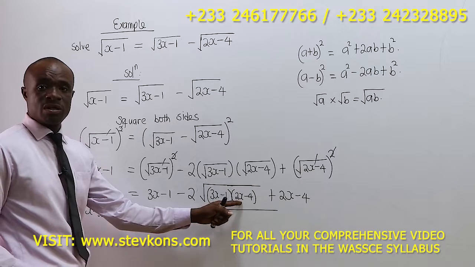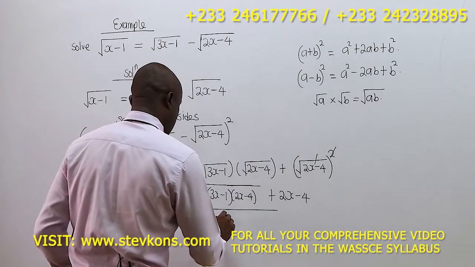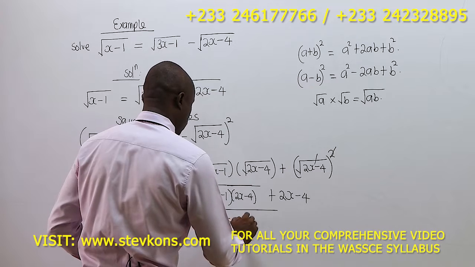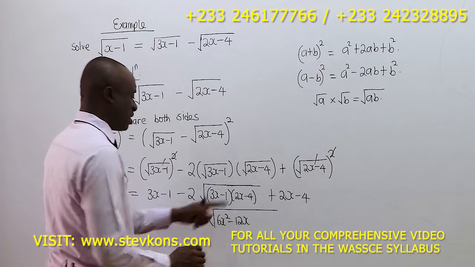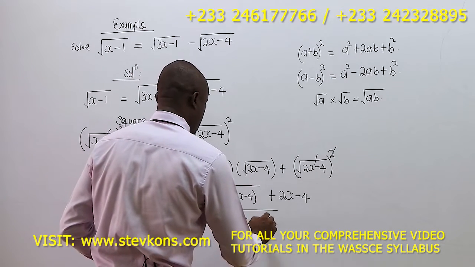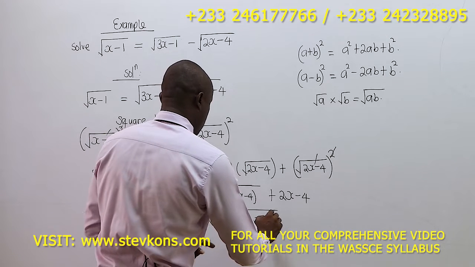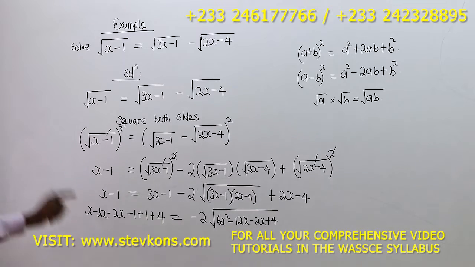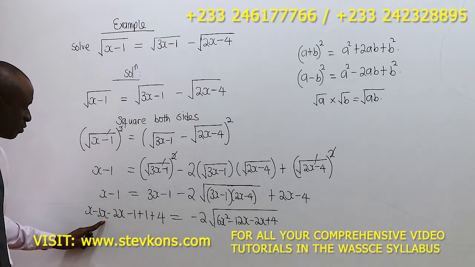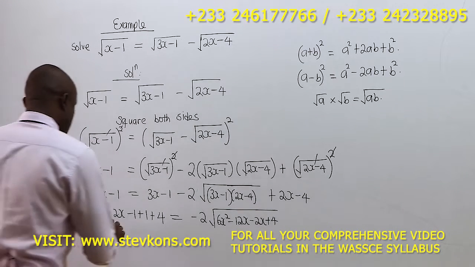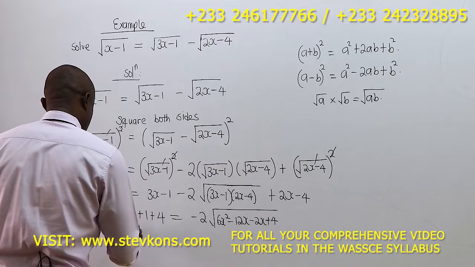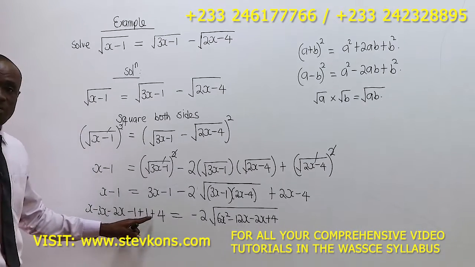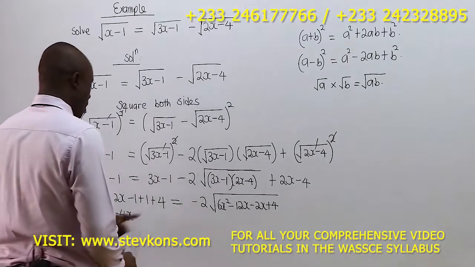See, 3x times 2x is giving us 6x squared. 3x times 4, we have negative 12x. Negative 1 times 2x is negative 2x. Positive 1 times 4 is giving us 4. Now, negative 12x minus 2x, clearly you have negative 14x. Now, negative 1 plus 1 is 0, and then plus 4.